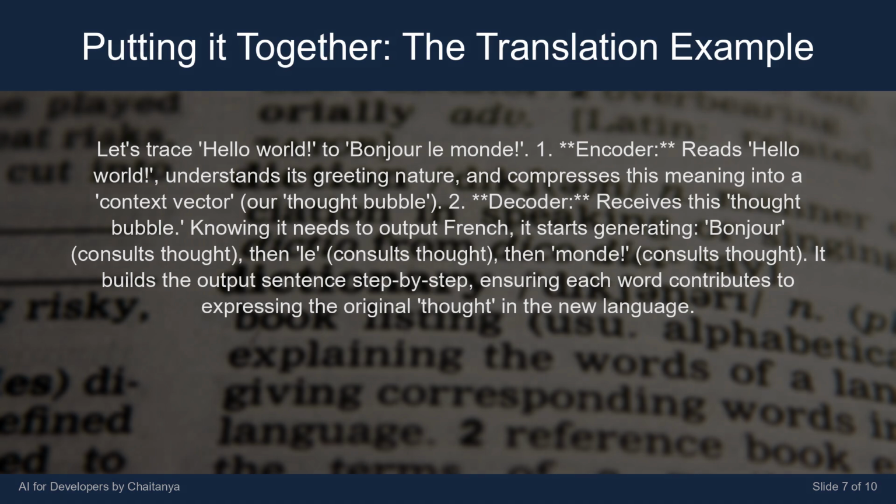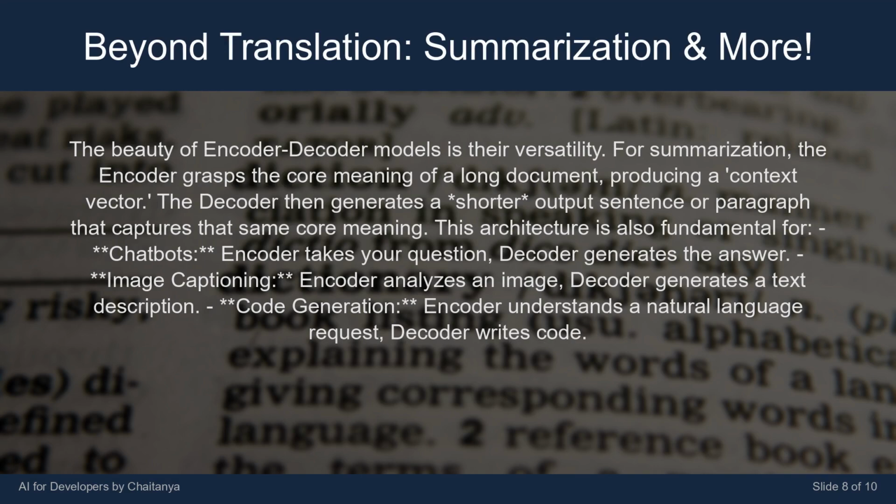The beauty of encoder-decoder models is their versatility. For summarization, the encoder grasps the core meaning of a long document, producing a context vector. The decoder then generates a shorter output sentence or paragraph that captures that same core meaning. This architecture is also fundamental for chatbots. The encoder takes your question. The decoder generates the answer.